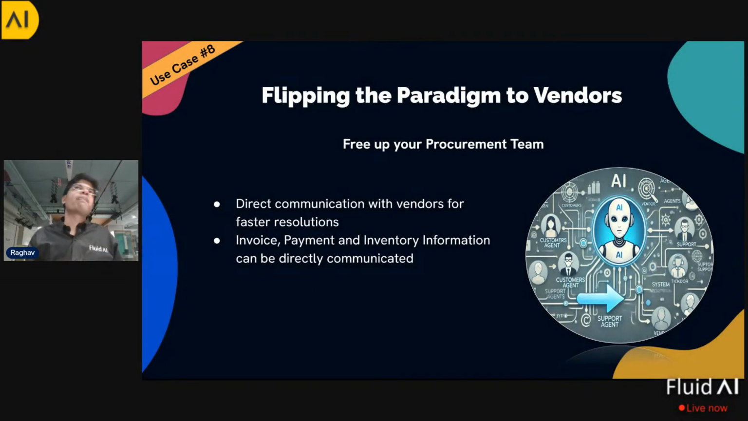One other flip that we have seen that is very interesting is vendors. Typically, your procurement teams are spending a lot of time interacting with vendors on where the invoices are, what's the payment, how's the inventory moving. All of that can be done with a very similar paradigm to customer support by having vendor engagement AI agents. This could be a team which can interact with vendors on everything from invoice to payments to inventory information and directly link to the key systems which have that information ready for the vendor.